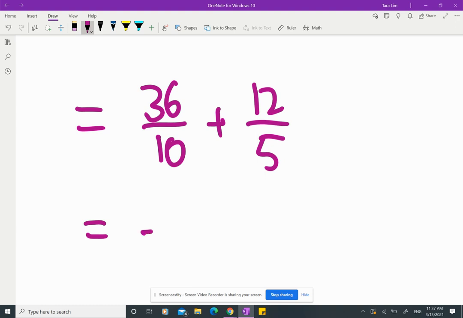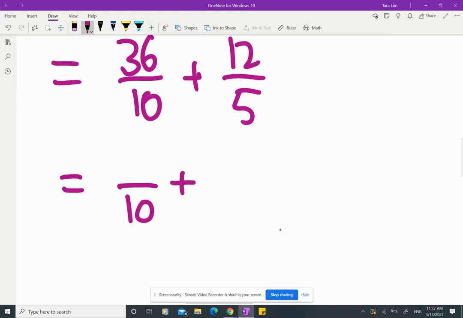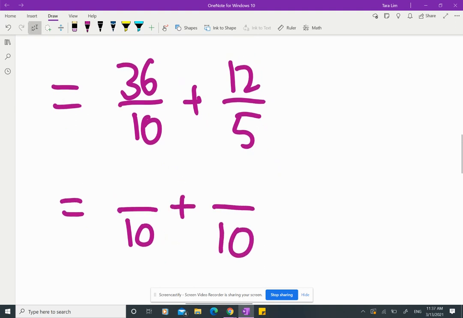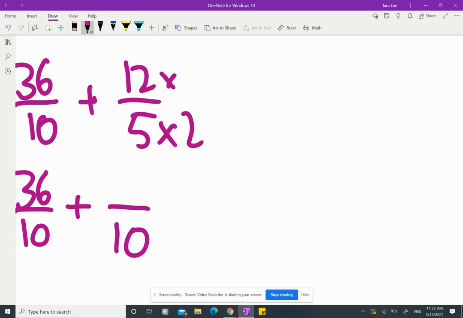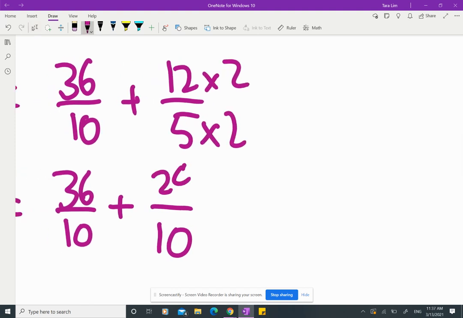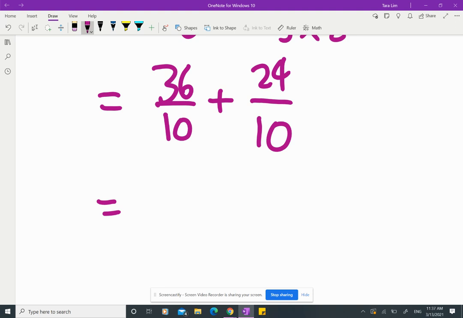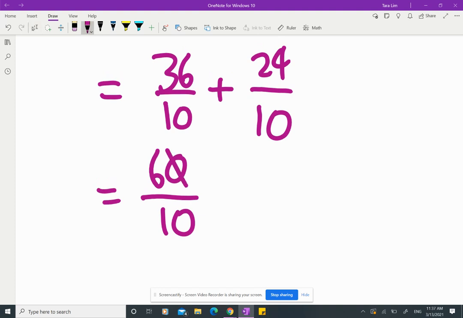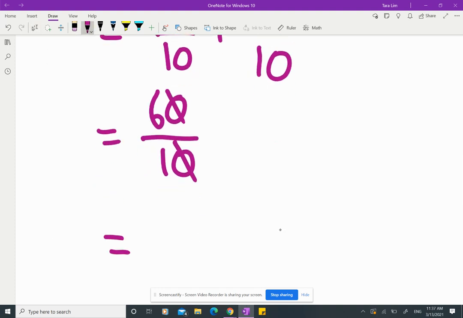The denominator, again, we must change to the same denominator. This leaves 36, and 12 times 2 gives us 24. Now 36 plus 24 gives us 60 over 10. Now we can cross out the zeros, which is 6 over 1, the same as 6.